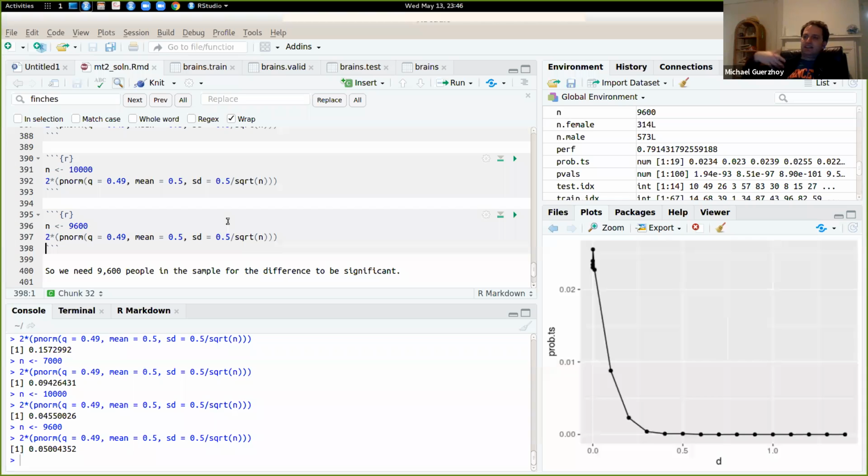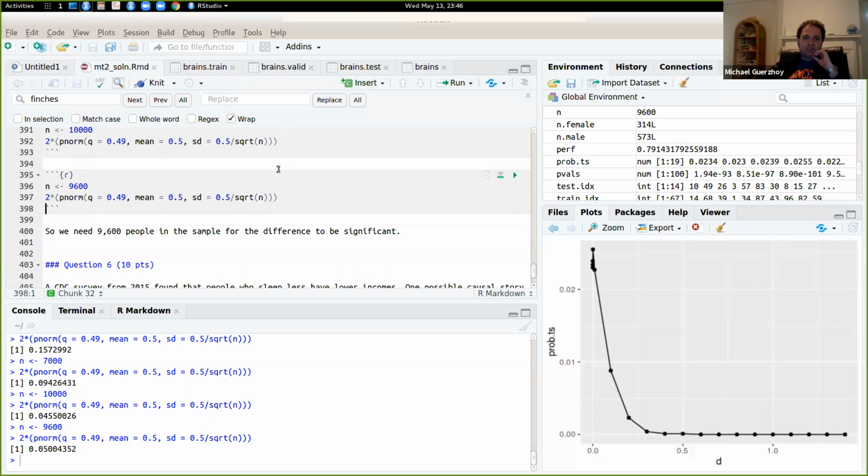So basically, if your sample size is above 9,600, then this difference of 51 to 49 would be significant at the 5% level.